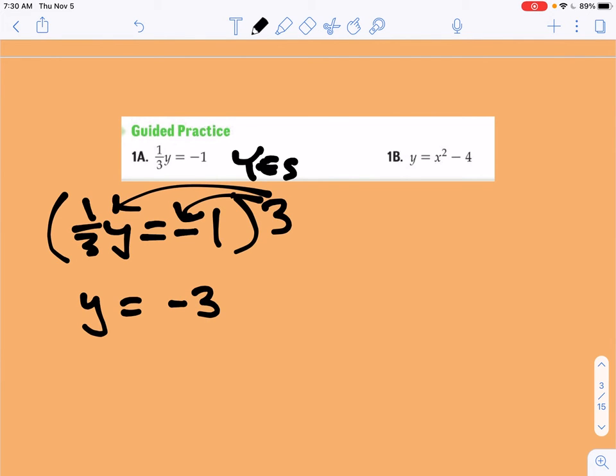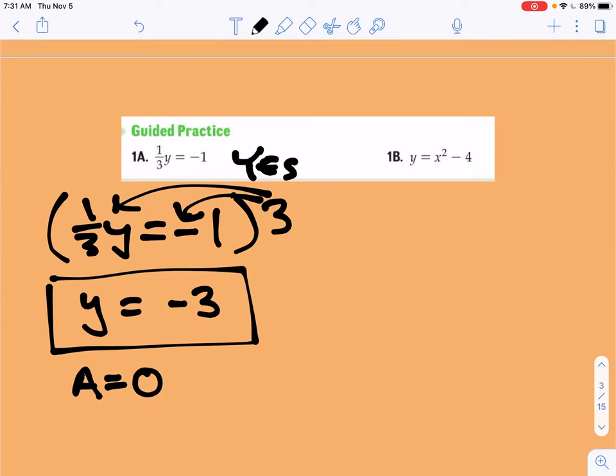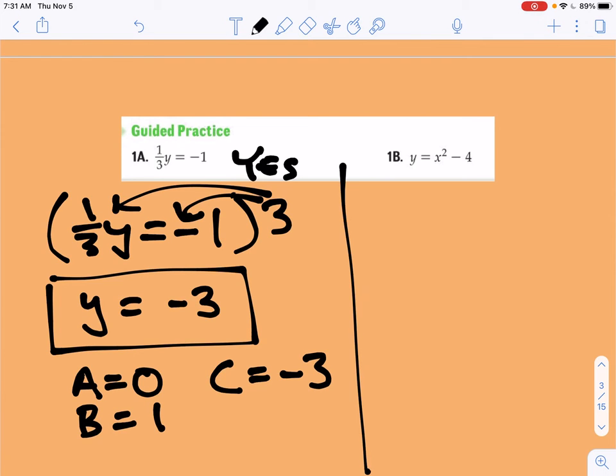All right, so my finished equation is y equals -3. And that is, believe it or not, in standard form, because my a, which is the coefficient in front of my x term, would be 0, which is why you don't see it. My b is 1, and then my c is -3. So there you go.